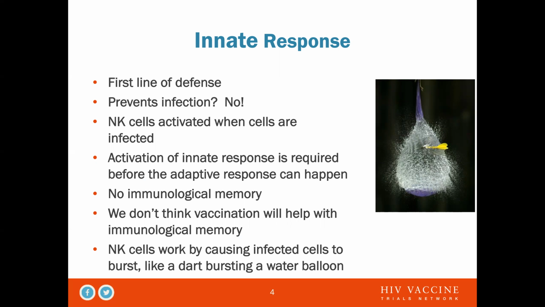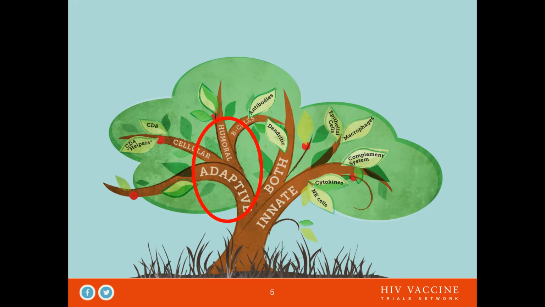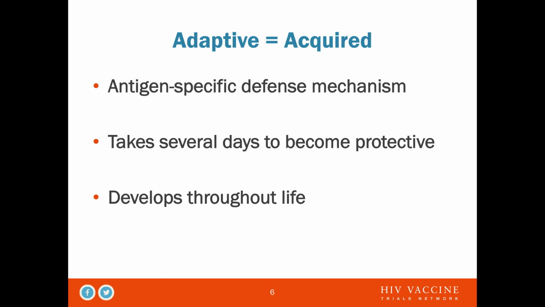Now we'll take a look at the adaptive immune response. The adaptive immune response is another way of saying acquired immune response. Your body acquires its knowledge about different invading germs over your lifetime. This type of immune response is directed toward a specific invader, such as a bacteria or virus. For instance, you will specifically develop an immune response toward measles or toward polio.